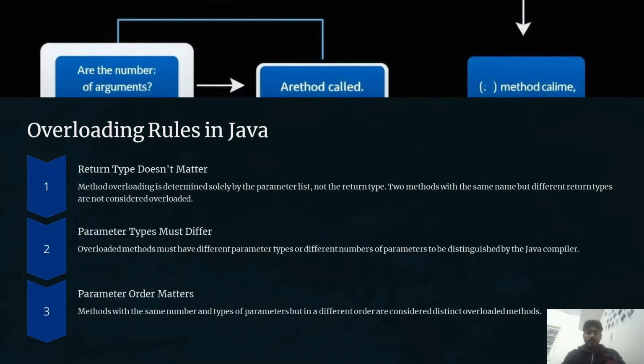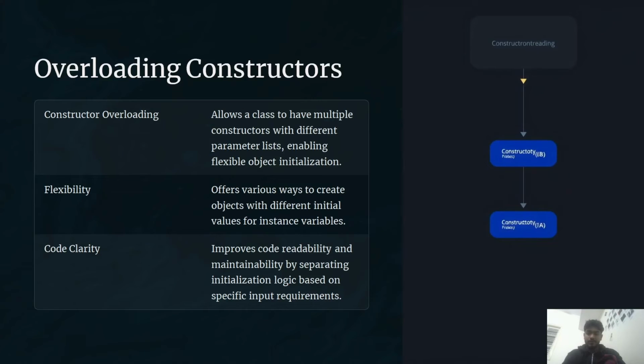Parameter types must differ. Overloaded methods must have different parameter types or a different number of parameters to be distinguished by the Java compiler. Parameter order matters. Methods with the same number and types of parameters but in a different order are considered distinct overloaded methods.